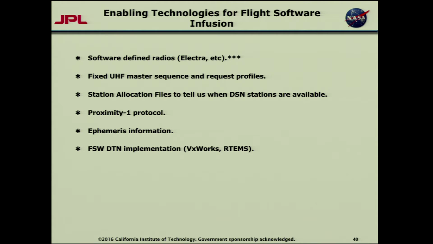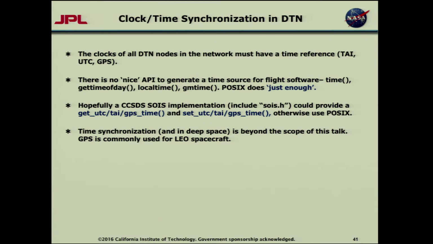So how do you infuse this technology in a vehicle? I presented this a few years ago, but I just want to talk about this again. For Earth orbiting things, something orbiting a moon or a small planet, you would need some kind of software-defined radio, understanding how the radio behaves, station allocation files, various radio protocols, Proximity-1, ephemeris information, where things are, some kind of DTN implementation that runs on your embedded system, and an understanding of how to deal with time.